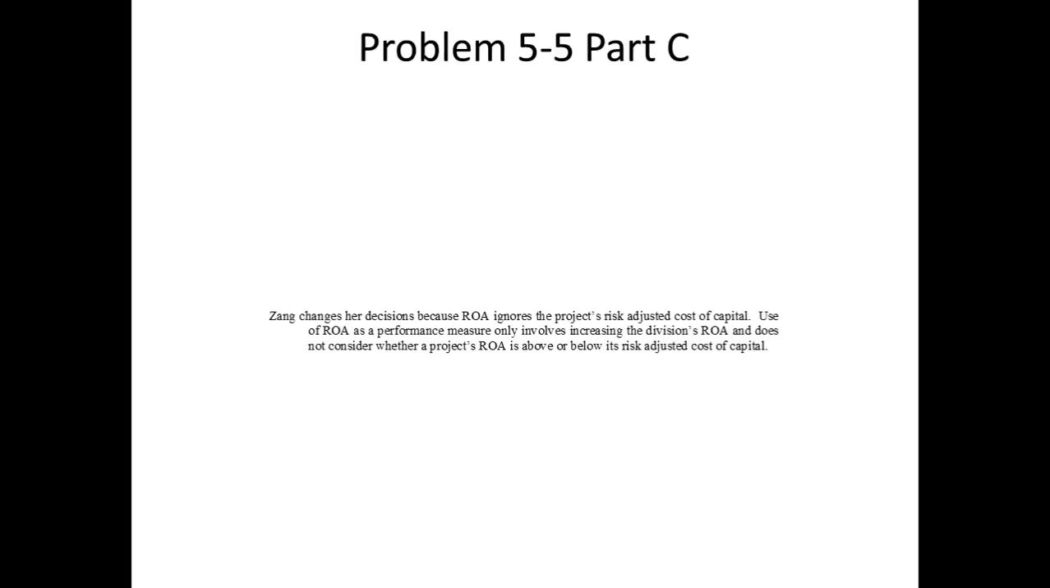Now, so if residual income is used to measure divisional performance, then A is rejected, B is accepted. Now, Zhang changes her decisions because ROA ignores the project's risk-adjusted cost of capital. The use of ROA as a performance measure only involves increasing the division's ROA. It does not consider whether the project's ROA is above or below the risk-adjusted cost of capital.